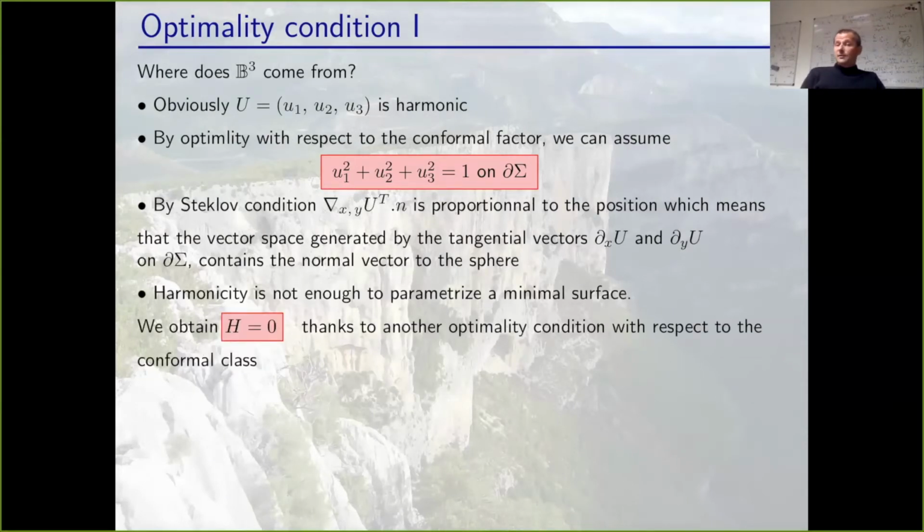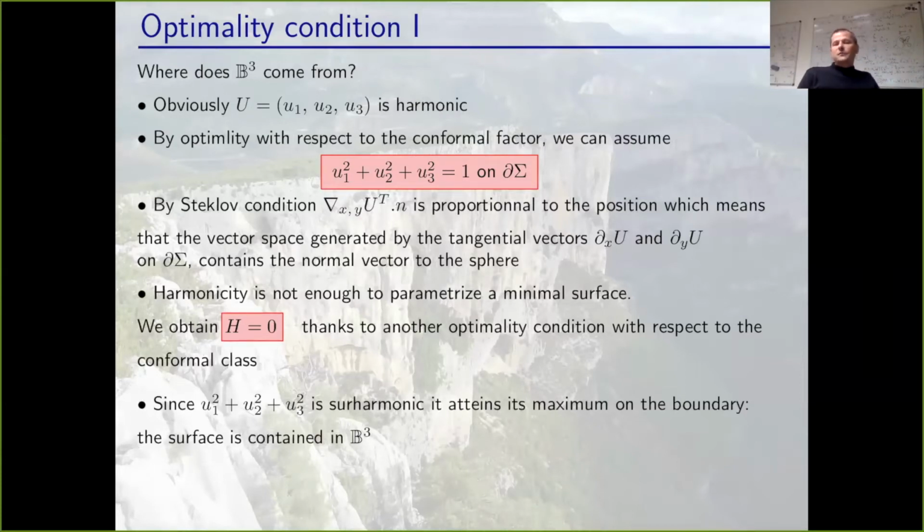Now, harmonicity is not enough to parameterize a minimal surface. To obtain mean curvature equal to 0, you need to use the optimality condition in another way. Excuse me, I forgot to tell you, in the first consideration where I deduced the equality u1 squared plus u2 squared plus u3 squared, I was considering the optimality condition with respect to the conformal factor. But now if you want to obtain the fact that your parametrization is conformal, then you have to use the optimality condition with respect to the conformal class, which is a little bit more complicated from a computational point of view. And then since the sum of the squares is subharmonic, by the maximum principle you are contained in the ball. This is essentially why you can observe minimal surfaces in the ball.